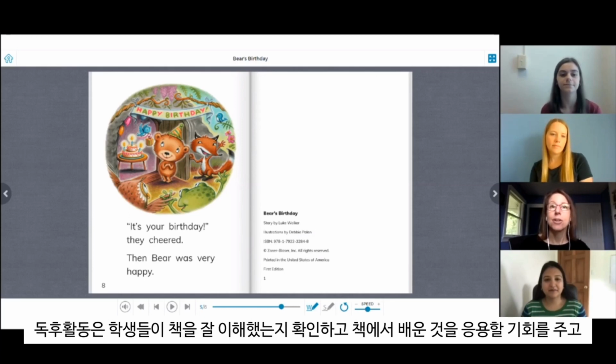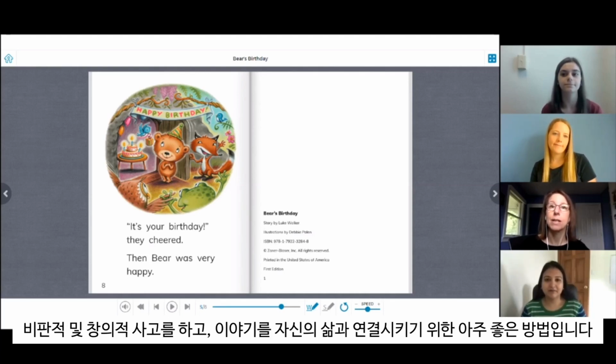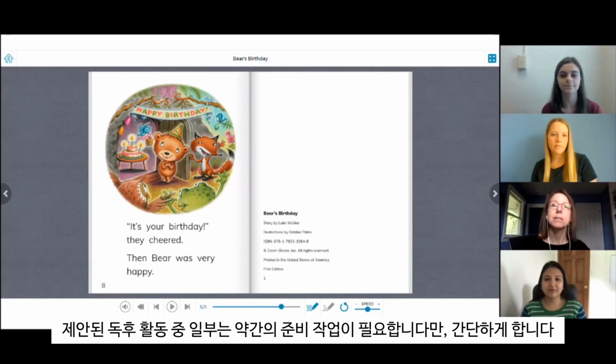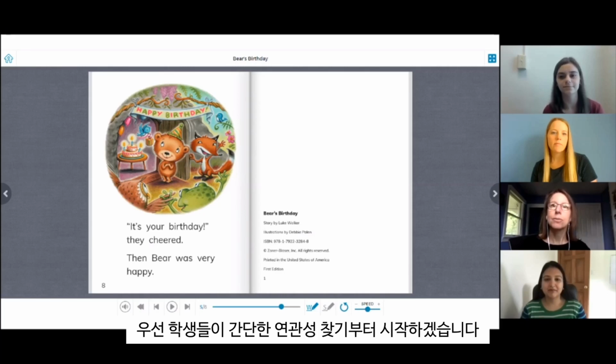Post-reading activities are generally a really good way to check students' understanding of the book, give students a chance to apply things they learned from the book, do some critical and creative thinking exercises, and also connect the story to their own lives. Some of the suggested post-reading activities require a little bit of prep work to create them, but we usually keep it simple. So let's start by helping students make some simple connections.